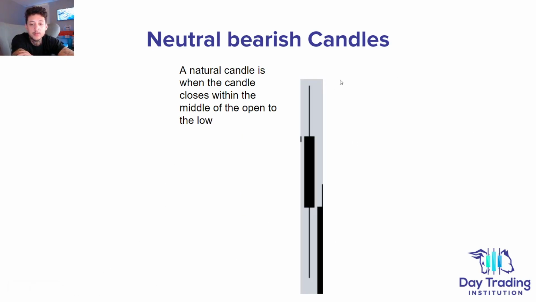The same thing when it comes to a bearish candlestick. Now notice again, a neutral candle is when the candle closes within the middle of the open to the low. So notice how price came all the way from the open to the low here and it closed within the middle section.